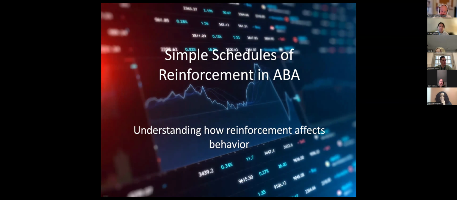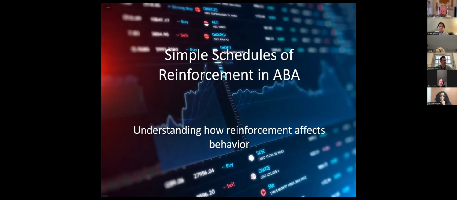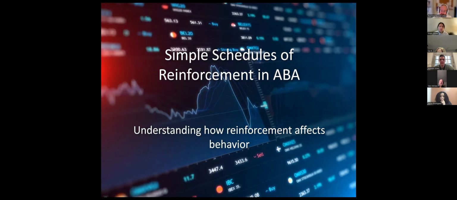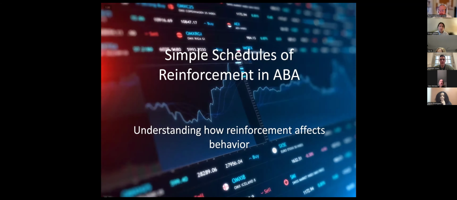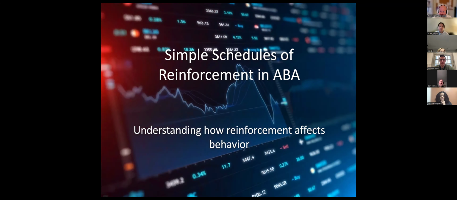If we're teaching a skill acquisition behavior, we want to use certain schedules of reinforcement. And if we're trying to reduce behavior, we want to use certain different schedules of reinforcement. And we're going to get into each simple schedule of reinforcement today.